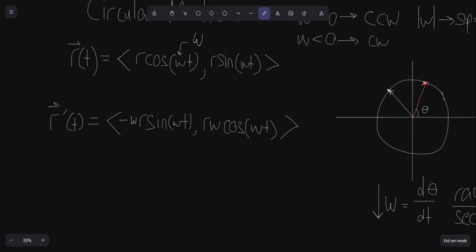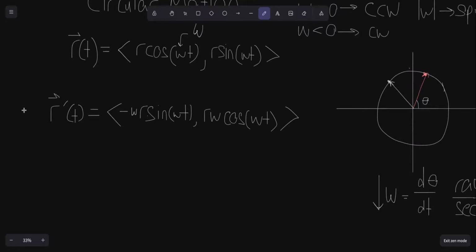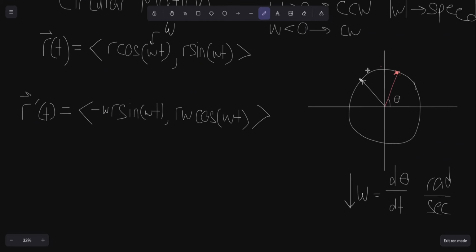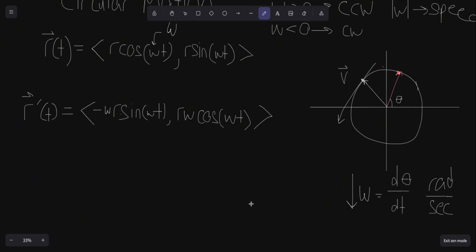So here we have it. I differentiated this r sine of omega t, and I got, well, the derivative of sine is cosine, and we multiply by omega because of the chain rule. So there we have it. Now let's prove that the velocity vector and the position vector are perpendicular to each other. So the velocity vector would be in this direction, and then your position vector would be in this direction. So they're perpendicular.